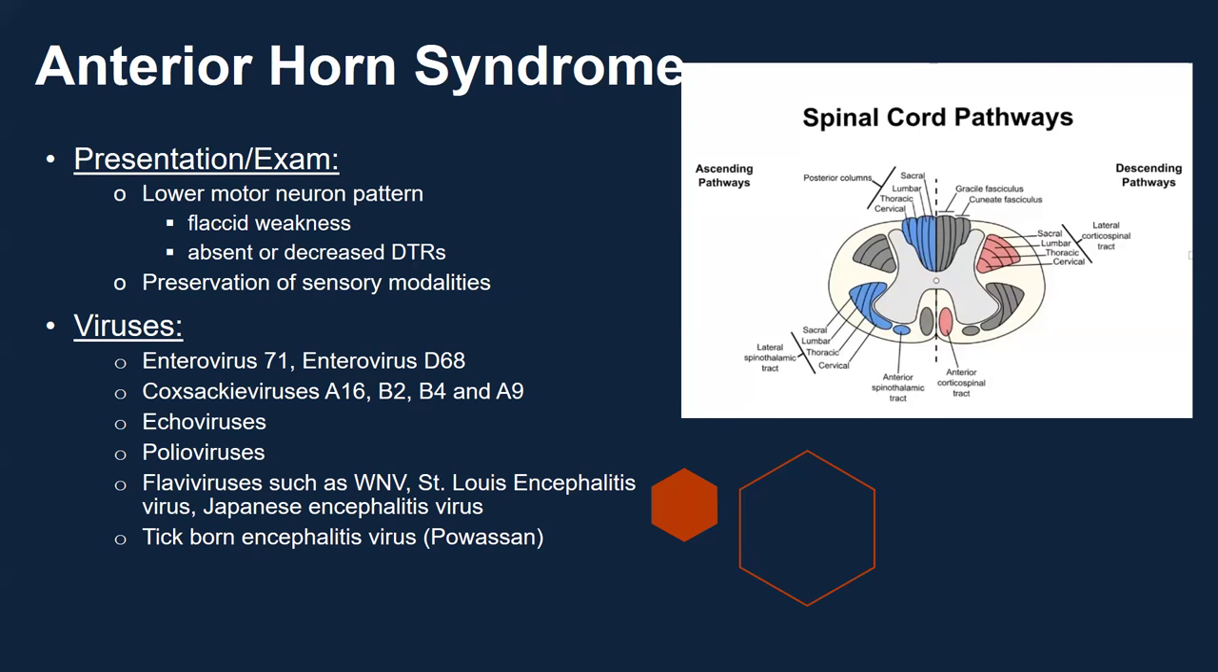Some of the most common viruses that cause an anterior horn syndrome are enteroviruses, Coxsackie viruses, echoviruses, polio and flaviviruses, and some tick-borne diseases as well.